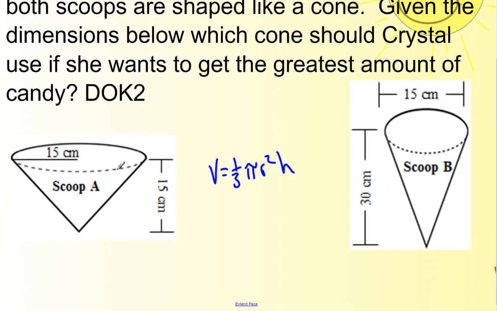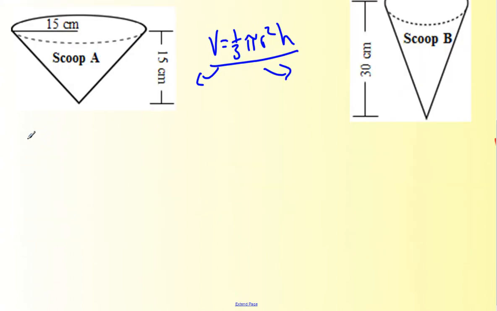So to find which scoop gives us the greatest amount of candy, if we find the volume of the one and then the volume of the other, that's all we have to do. We don't even have to subtract them. We just have to see which one's bigger. So which one has the greater volume. So we're going to use this formula twice. Once here, once there. So let's do them one at a time. So volume equals 1/3 pi r squared h.